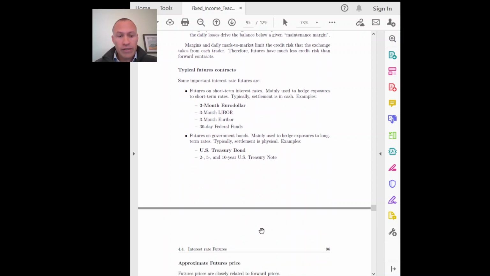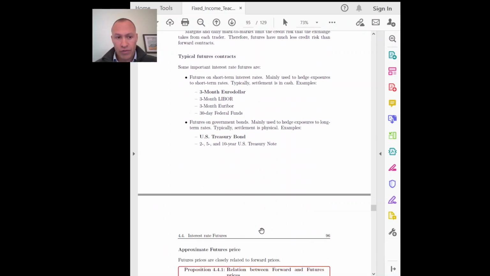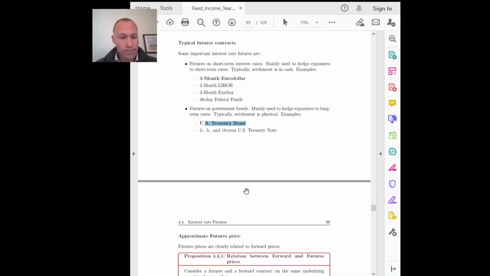There are several types of interest rate futures. We split them here into two groups: futures on short-term interest rates, where we're going to look at one of the most important, the most traded in this market, which is the 3-month Eurodollar futures. And then there is a second group on long-term government bonds, where we will look at one of the most important contracts that represents this category, which is the U.S. Treasury bond futures.